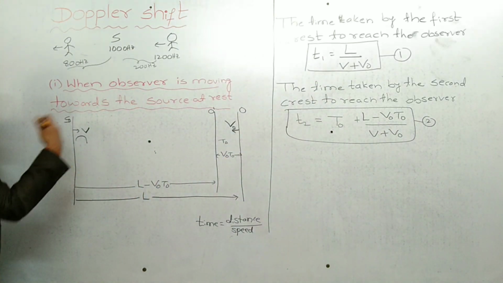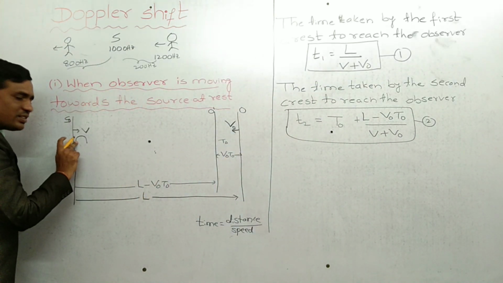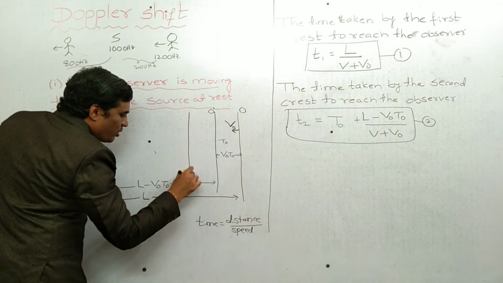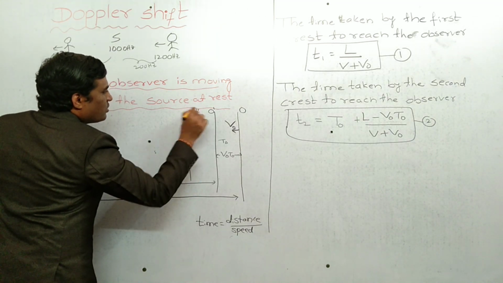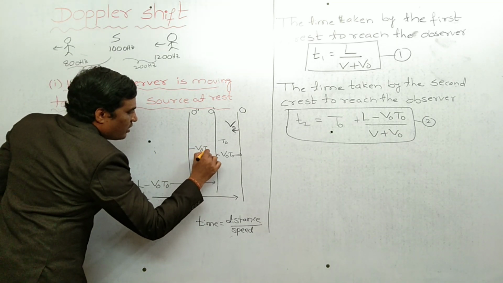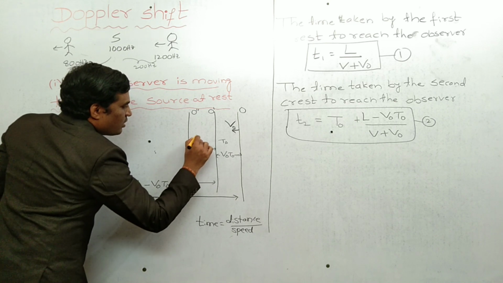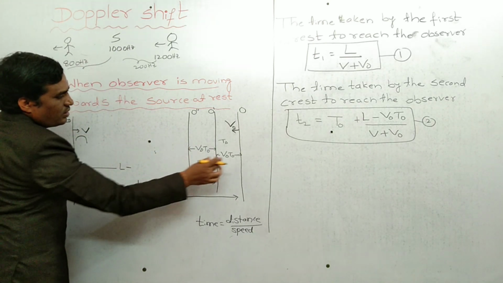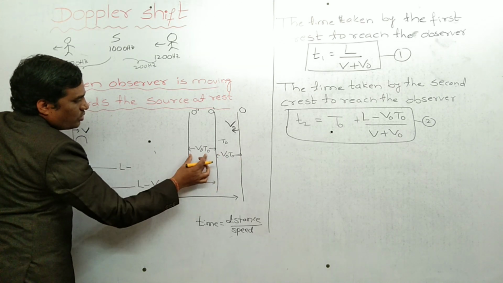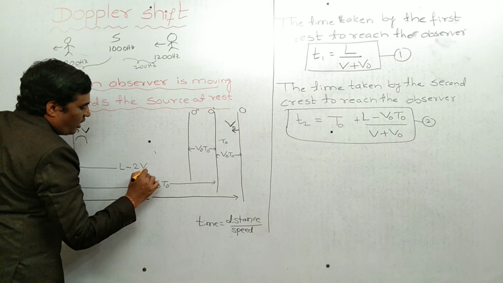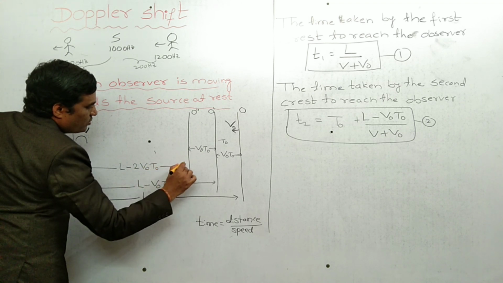Now after another t naught time interval, the source again produces the third crest. Now the position of the observer, suppose it is O double dash. Now it travels a certain distance, that is v naught t naught. So what is the net distance? L minus, now we have to separate these two terms, v naught t naught and v naught t naught, 2 v naught t naught.